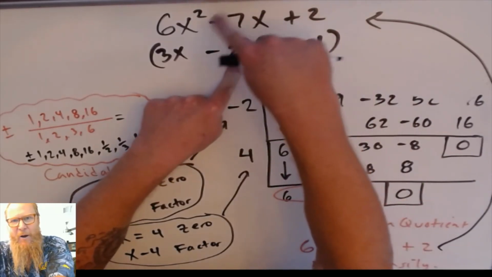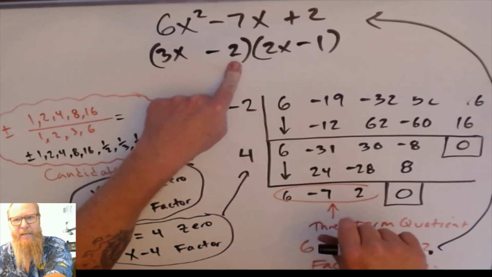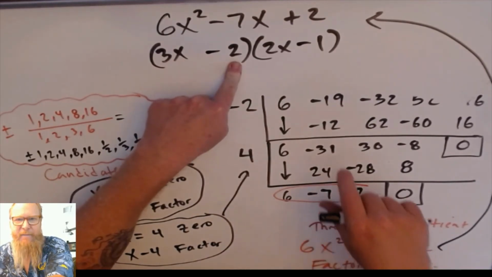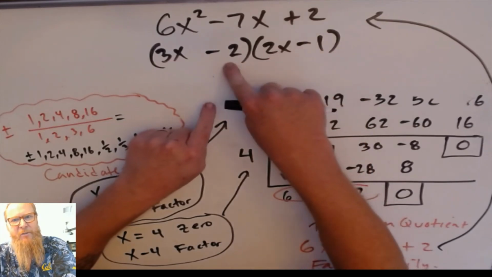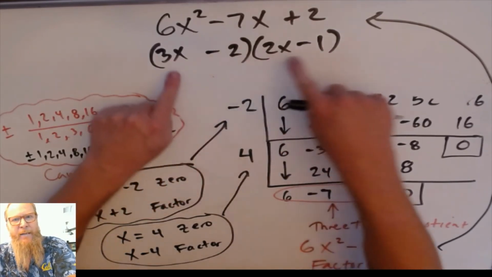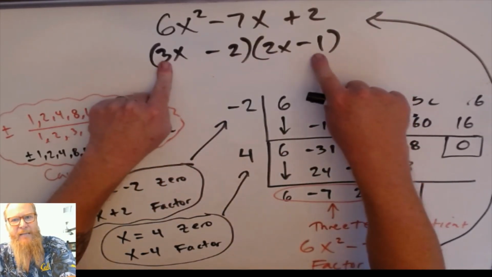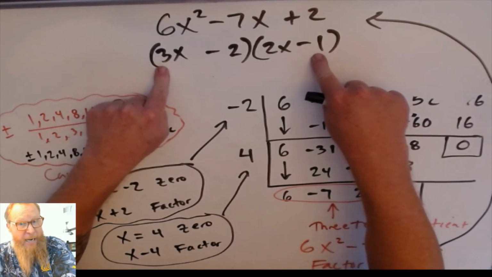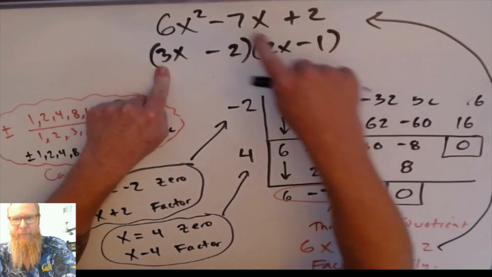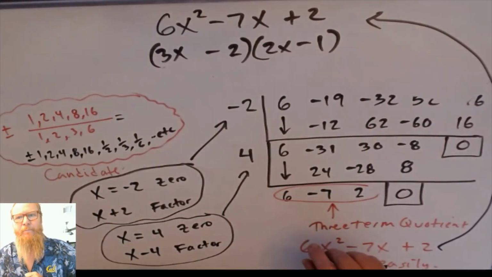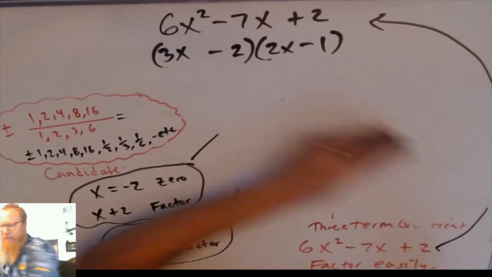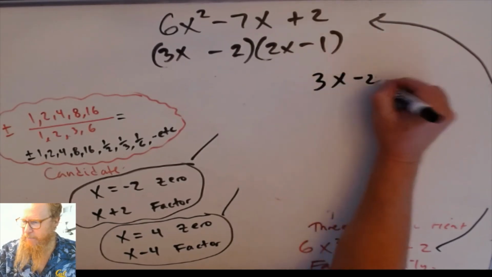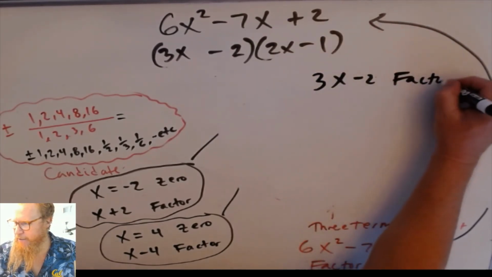And now the hard part, you got to make sure the middle comes out to be 7, or negative 7. But it does, look. Negative 2 times 2, that's negative 4. And then 3 times negative 1, that's negative 3. And negative 4, negative 3 make negative 7. So now you have 3x minus 2 is a factor.